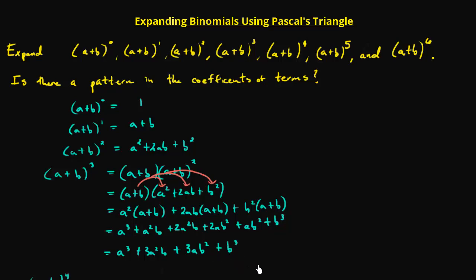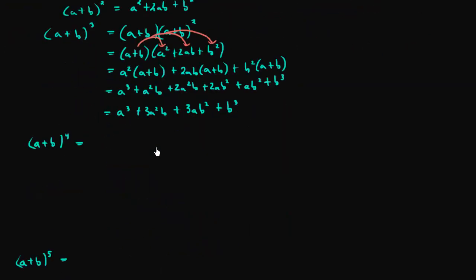Okay, so we can use our knowledge of squaring a binomial and the distributive property to expand (a + b) cubed. We can apply that to (a + b) to the power of 4, but to save on time, I've already expanded (a + b) to the power of 4 here for you.